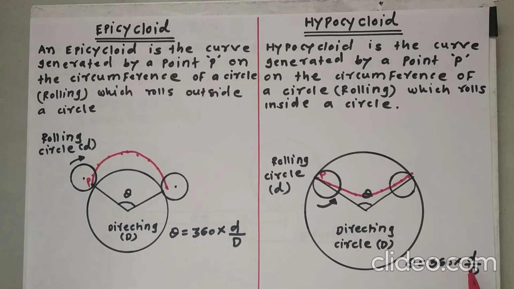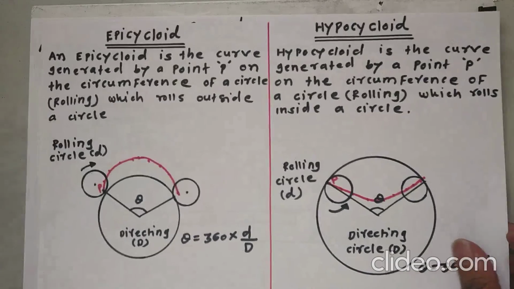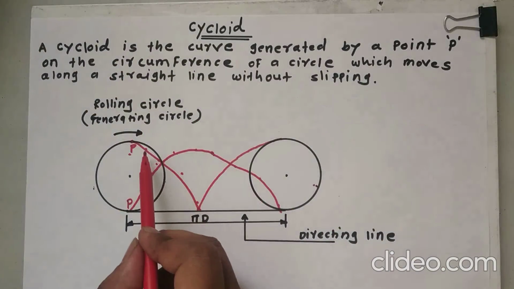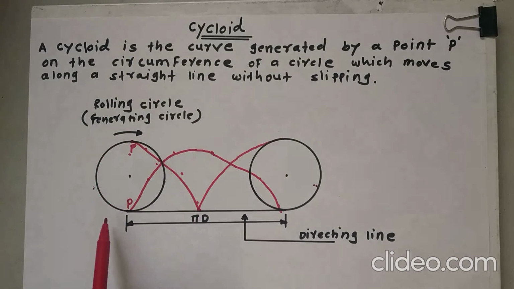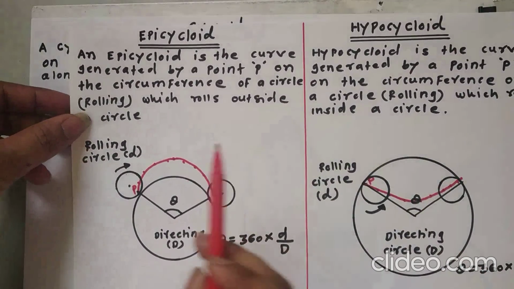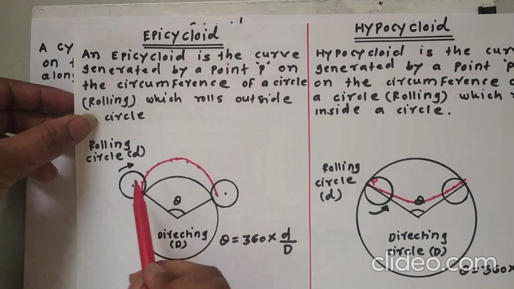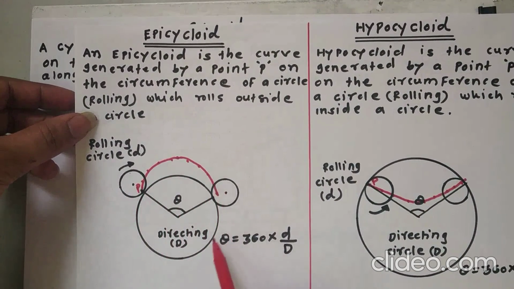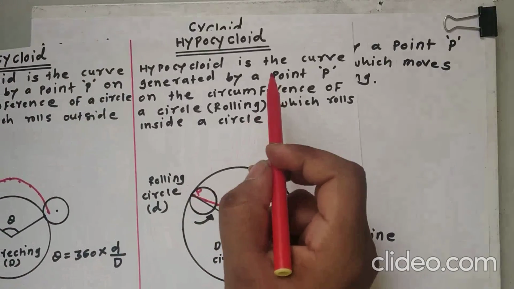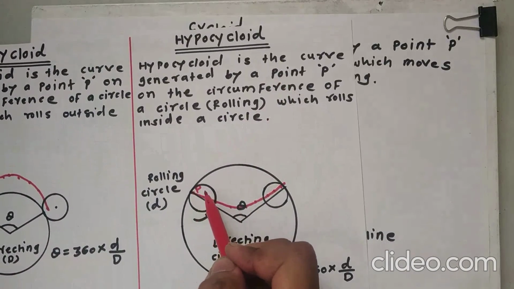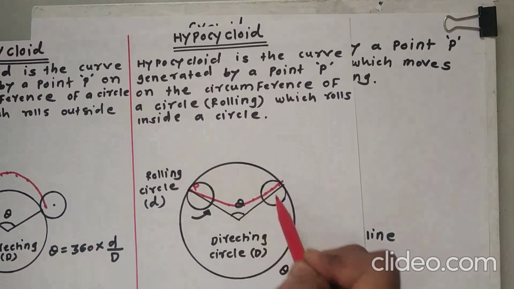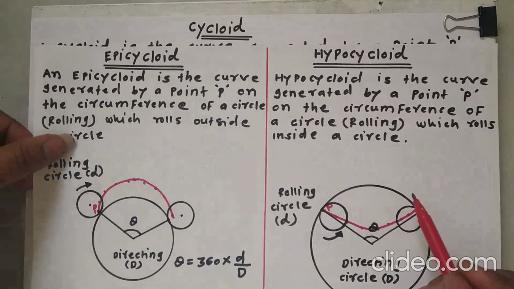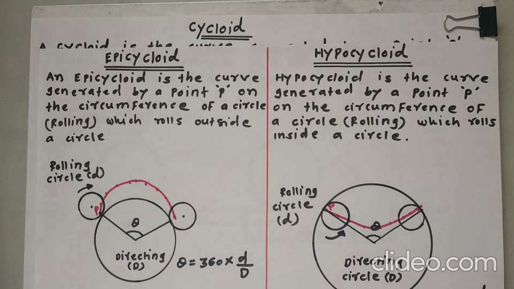So let's summarize. What is the meaning of cycloid? A cycloid is the curve traced by a rolling circle which moves on a straight line. Then what is the epicycloid? In an epicycloid, the rolling circle moves outside of the directing circle. And in a hypocycloid, the rolling circle moves inside of the directing circle. So this is about cycloid, epicycloid and hypocycloid.